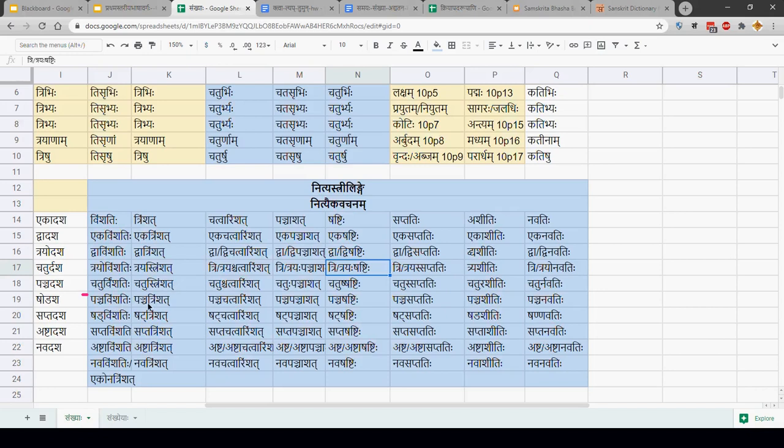Similarly, Chaturvimshatihi, Panchavimshatihi, Shadvimshatihi, all these are there. Pancha Chatvarimshat. You can just go through all these. The last one is Navanavatihi here, 99. Nava is 9, Navatihi is 90. So 99, Navanavatihi.